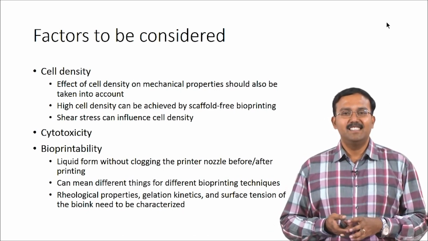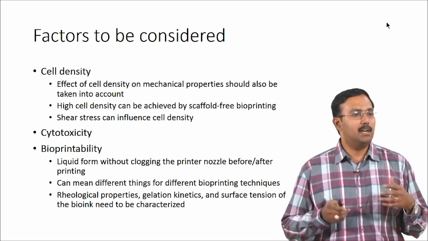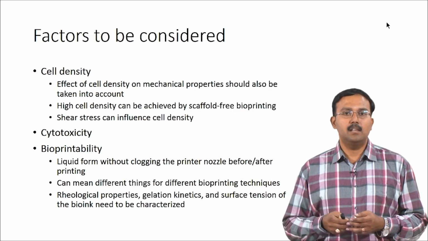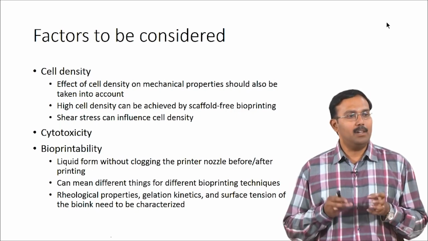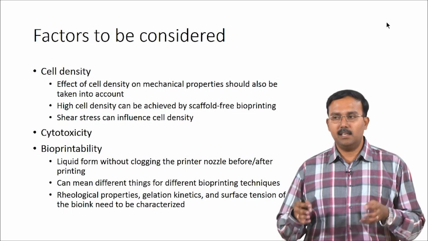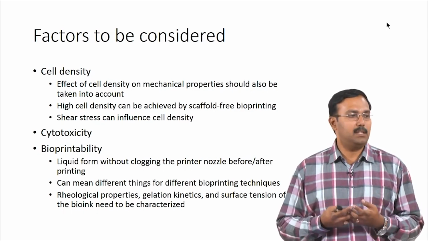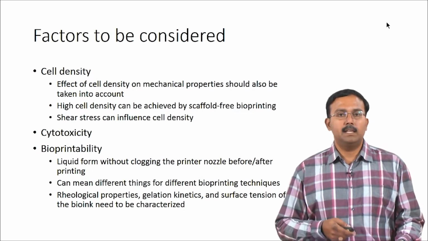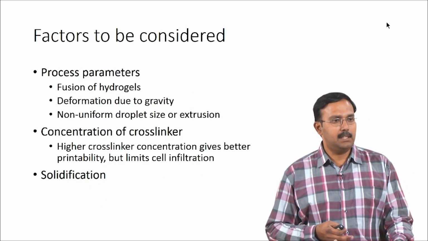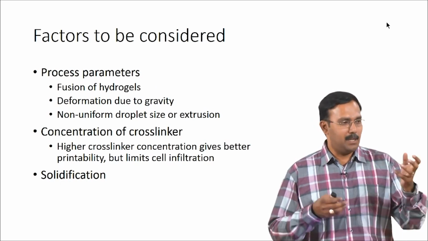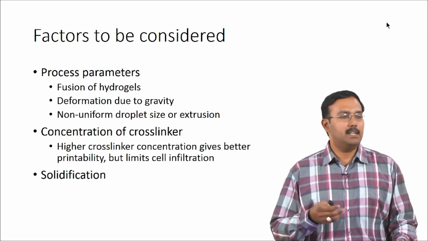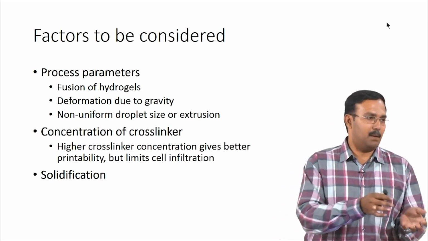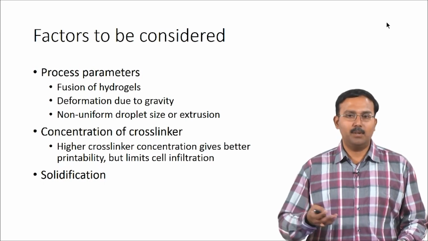Some of the properties which govern the printability are the rheological properties, gelation kinetics, and the surface tension of the bioink. All these things have to be very well characterized, and we need to understand how they will affect the printing process before we take it for printing. Some of the process parameters that need to be considered are the fusion of the hydrogels while it is being printed, and deformation due to gravity. If you are going to print a 3D structure, it should not collapse, and it is quite possible that happens.